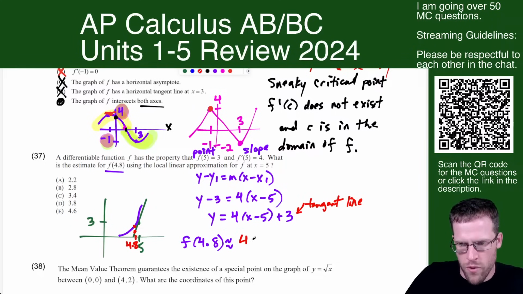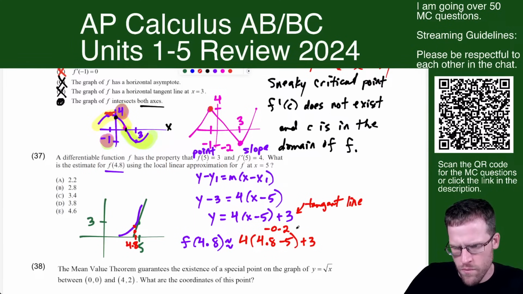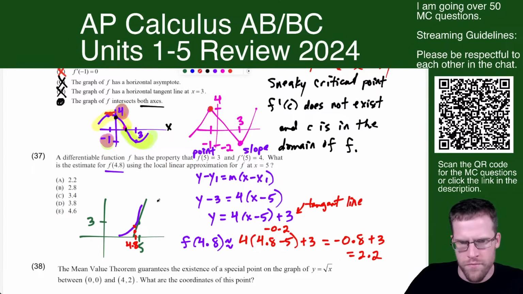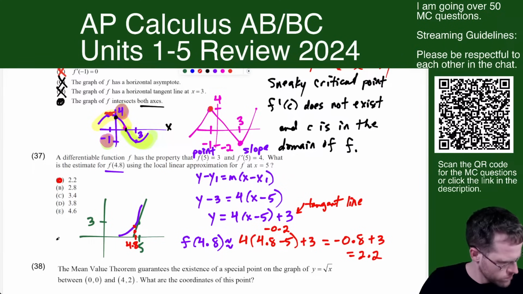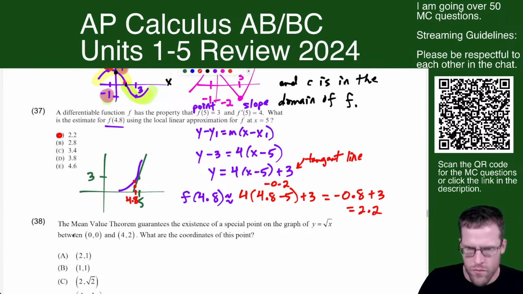So here we'd have 4 times (4.8 minus 5), and then plus 3. So this is going to make negative 0.2. And 4 times negative 0.2 is negative 0.8. Plus 3 is going to make 2.2. So A. All right, 37 is A. Cool.